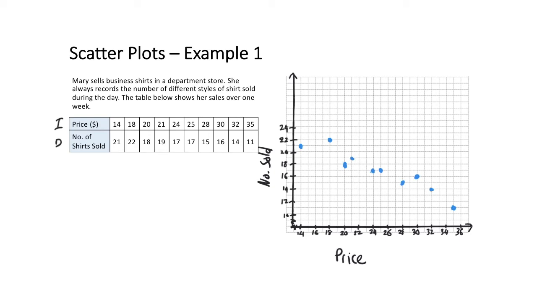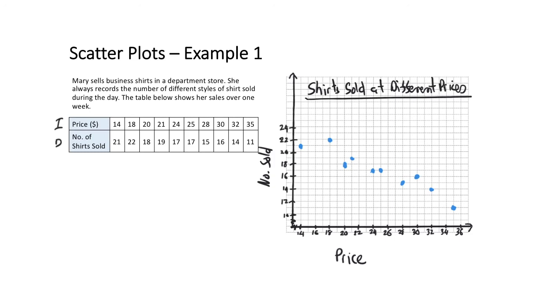So now that all my points from the table have been added into the scatter plot, my final step is to add a title to complete the scatter plot. And I'm going to add in my title of shirts sold at different prices. And I'm going to go ahead and underline that title so it stands out. And then my scatter plot is now complete.